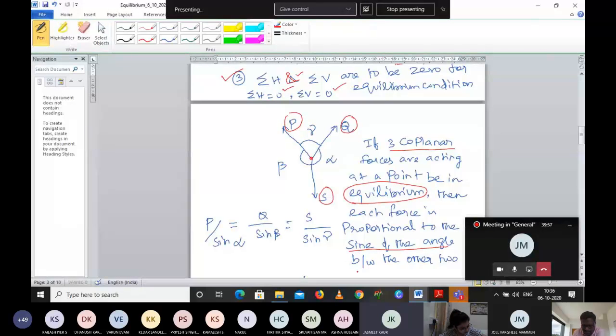Any doubt in this, Singh? Singh, are you there? No, sir. Okay. Are you getting this? This one you already studied. What is that? Sine law, yes, sir. What is the name of the law? Lami's theorem. Okay, that is good.